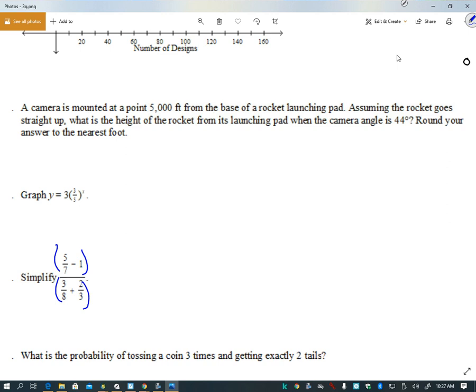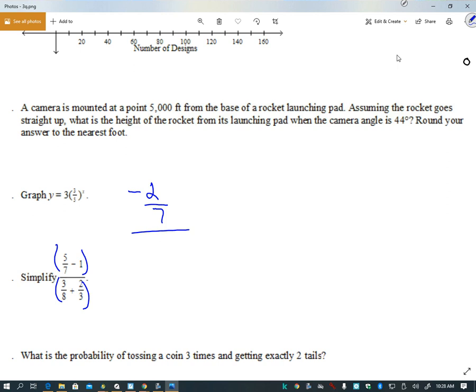So that would be 5/7 minus what? I wouldn't be just minusing 1. What's equivalent to 1 but has a denominator of 7? 7 over 7. So what's 5/7 minus 7/7? What's 5 minus 7? Negative 2/7.